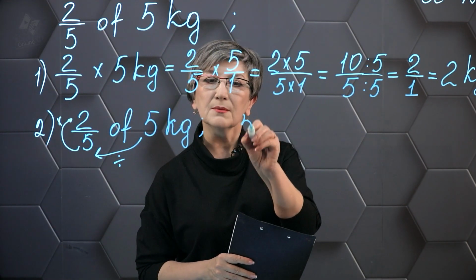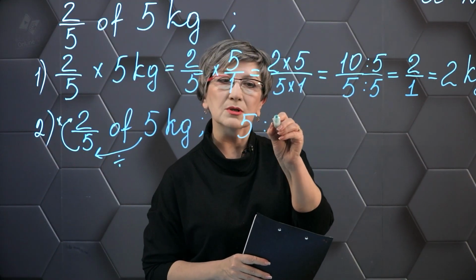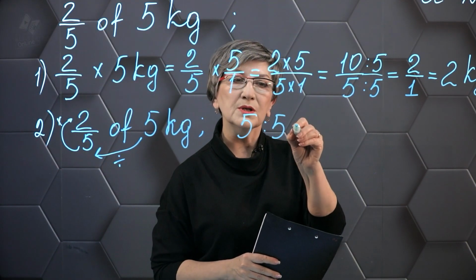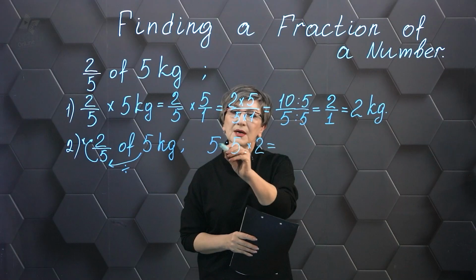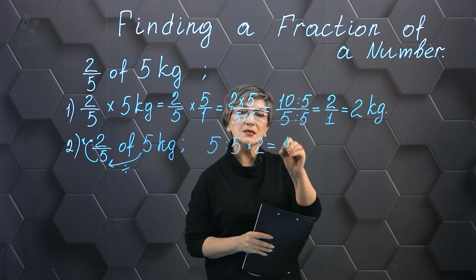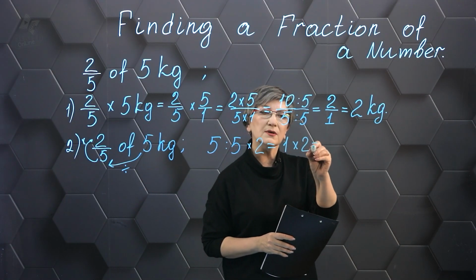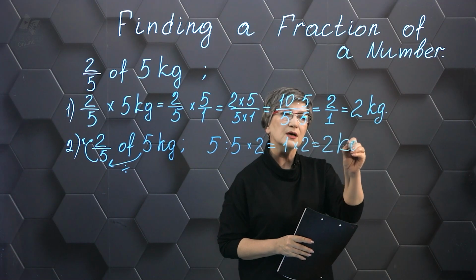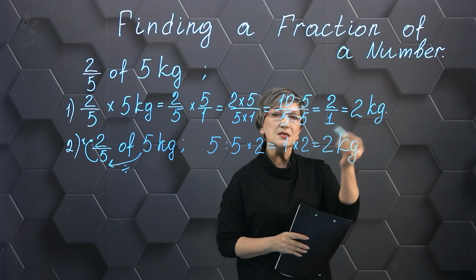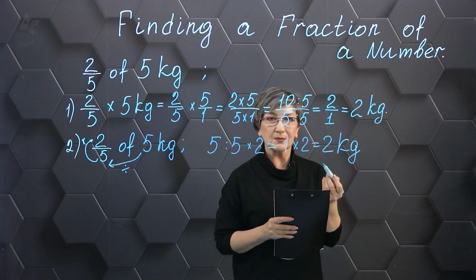Let's do the math. I divide 5 by 5 and then multiply by 2. 5 divided by 5, that would be 1. And 1 times 2 is 2 kilograms. As you can see, the answer is the same. And one more task.